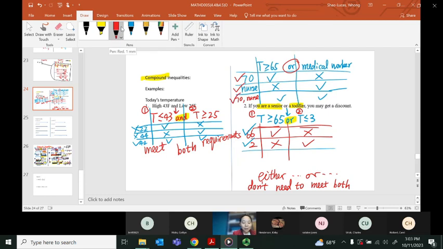So as you can see comparing the tables, or is more relaxed, not as strict as and. With and, the only case that works is the one with two check marks.